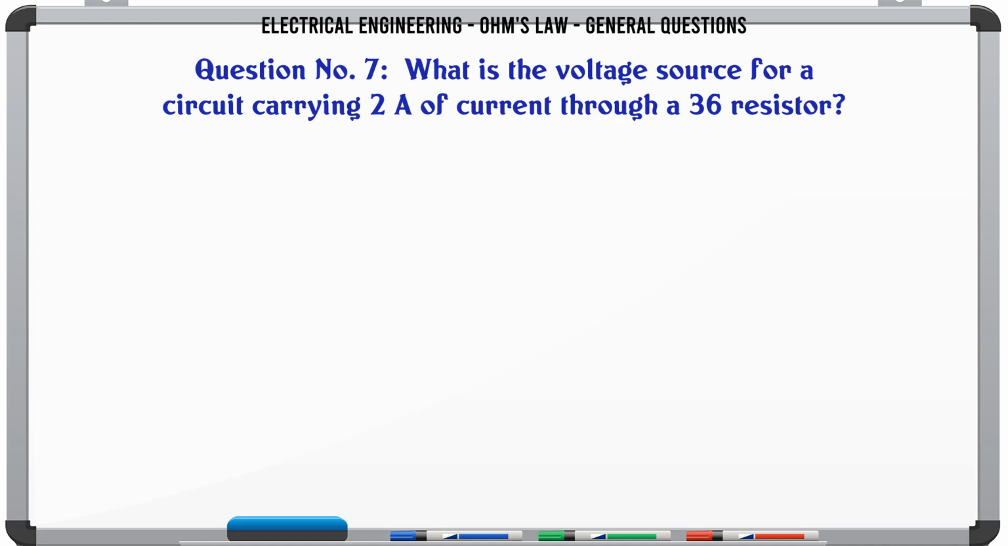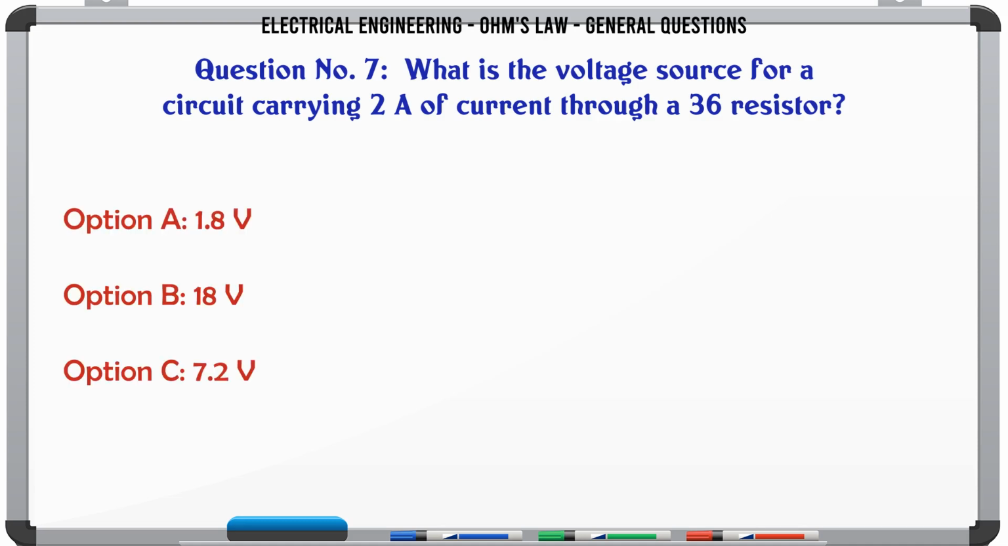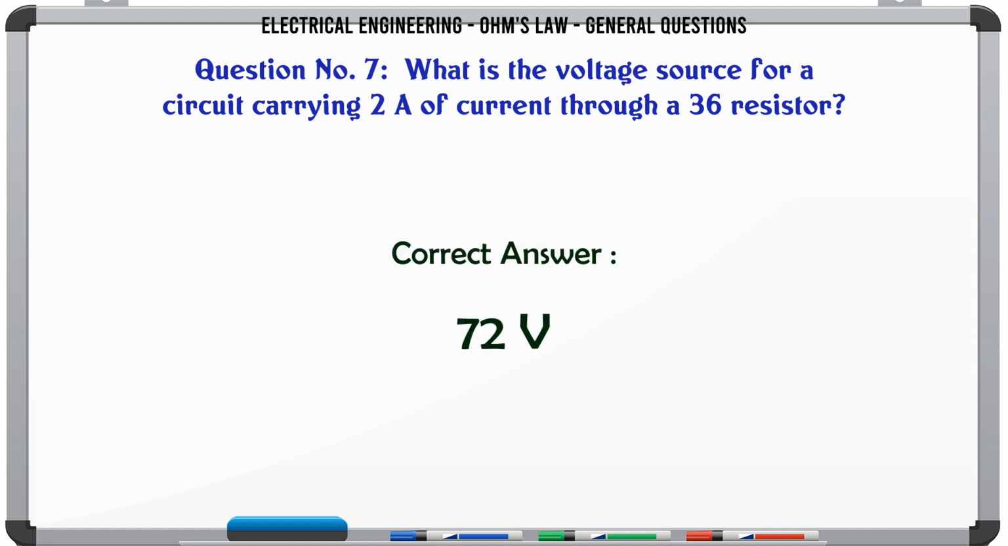What is the voltage source for a circuit carrying 2 A of current through a 36 resistor? A) 1.8 V, B) 18 V, C) 7.2 V, D) 72 V. The correct answer is 72 V.